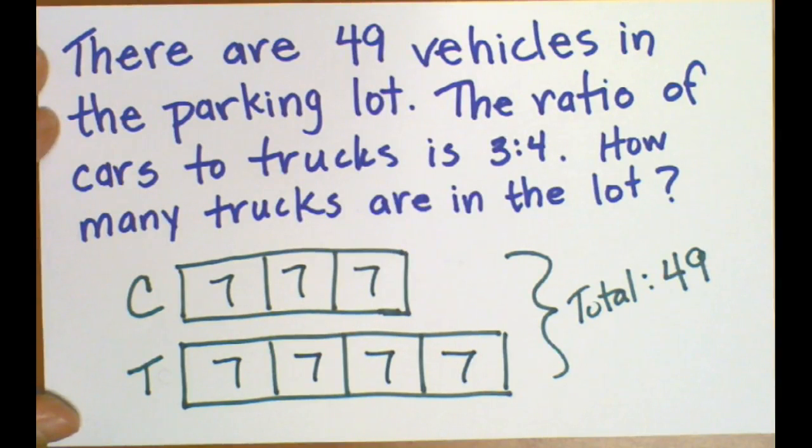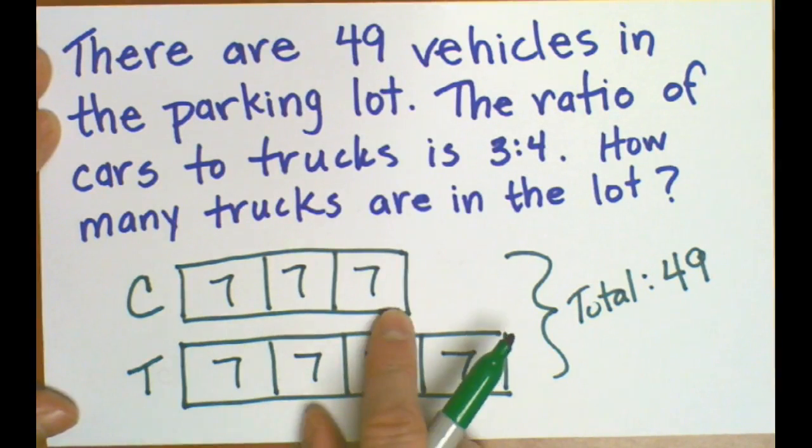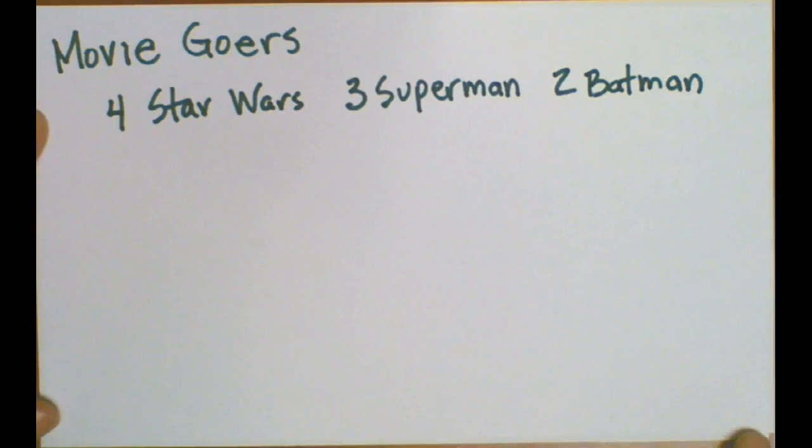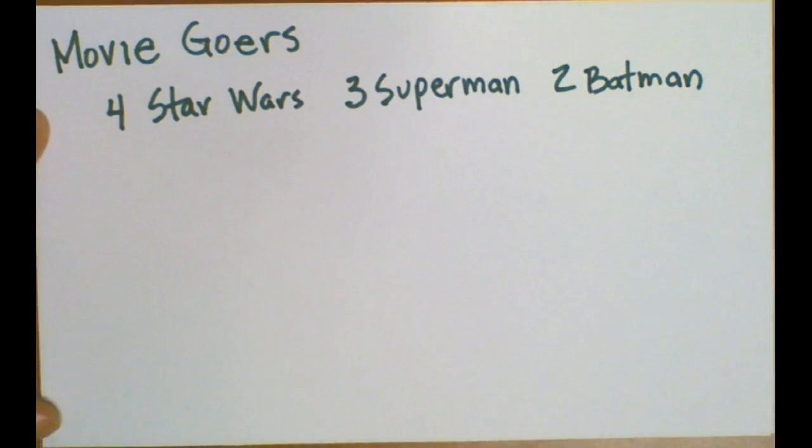Okay, since each piece is 7, and there are 4 pieces that are trucks, I know that there are 28 trucks, and I also know that there are 21 cars in this particular relationship. Just to provide a little extension on this activity, even if we have ratios that involve more than 2, we can still use this method to solve.